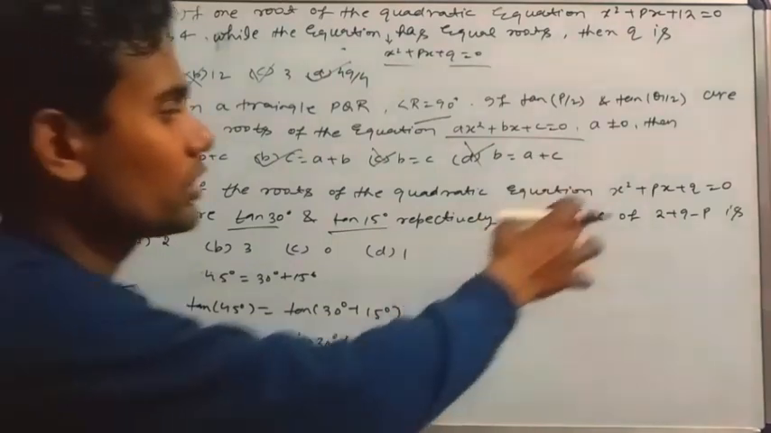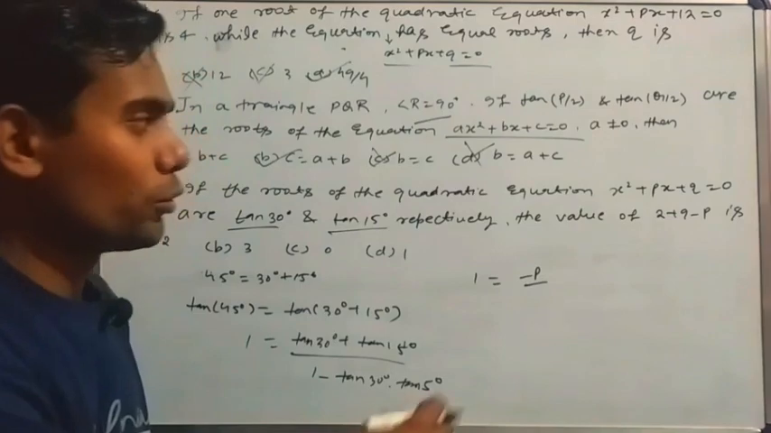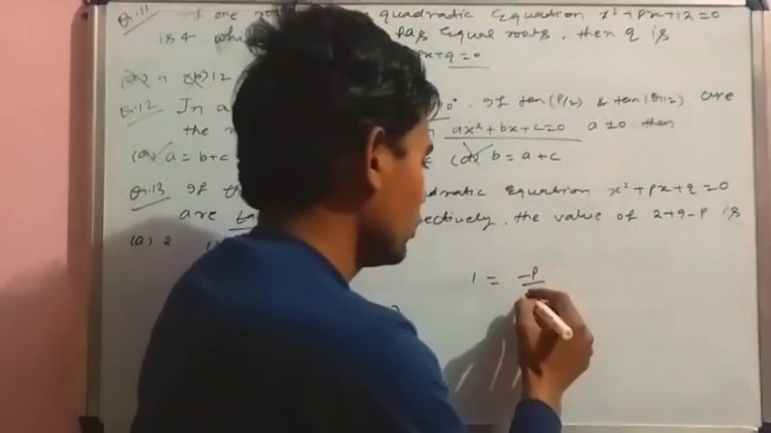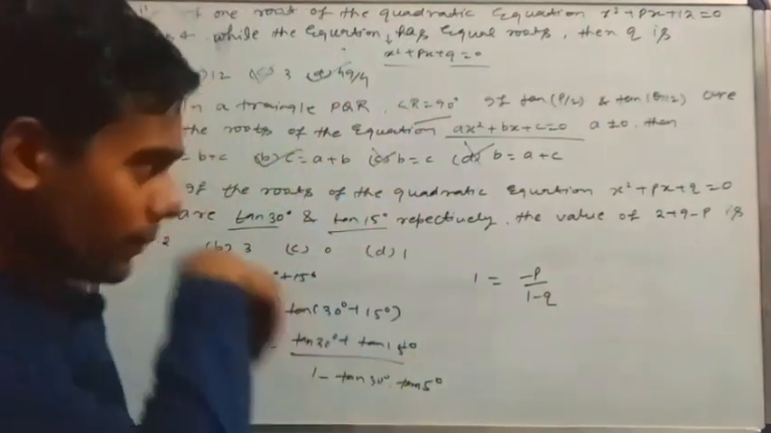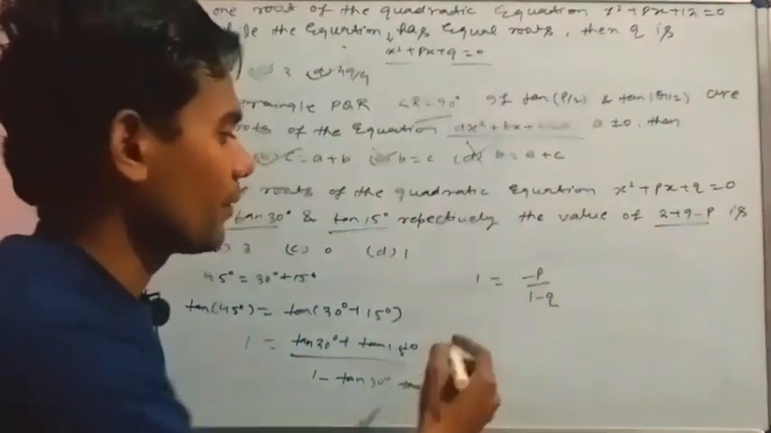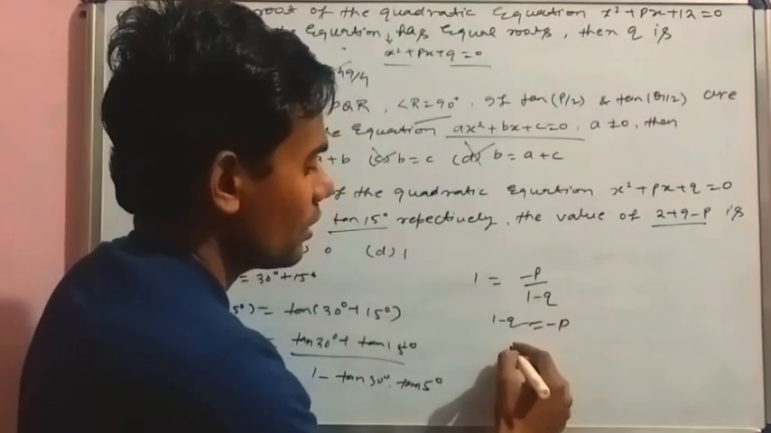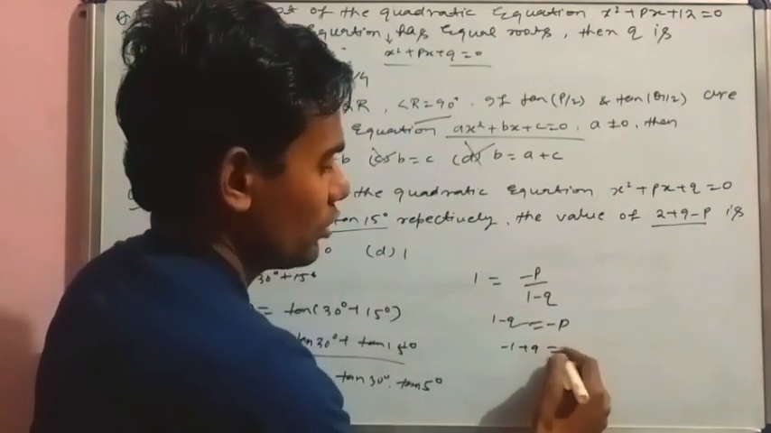of the roots. Sum of the roots is minus kp, and the product of the roots is kq. So 1 minus kq. Then we have to simplify and find the relation and find the value of 2 plus kq minus kp. Then 1 minus kq is equal to minus kp, and minus k1 plus kq is equal to p.